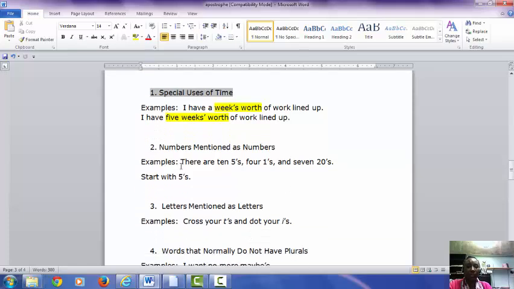For numbers that are mentioned as numbers, we use the apostrophe s with the numbers. So there are 10 5's, 4 1's, and 7 20's. Because these numbers are used numerically in the sentence, we have an apostrophe with them. Letters mentioned as letters as well. So cross out your T's and dot your I's. To let the reader know that the T's and the I's are just letters, and we don't want them to be part of words, we use the apostrophe s.